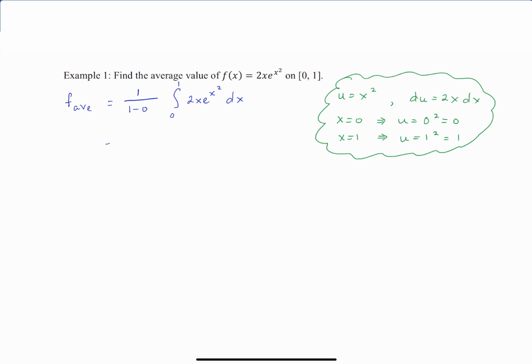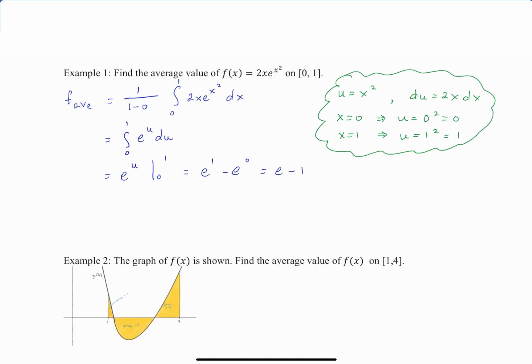Putting that stuff in, first of all, 1 over 1 minus 0 is just a 1, so we don't really need that. And then our integral is just turning into e to the u du, going from 0 to 1. Antiderivative for e to the u is e to the u, going from 0 to 1. Then we have e to the first power minus e to the 0 power, which is e minus 1.